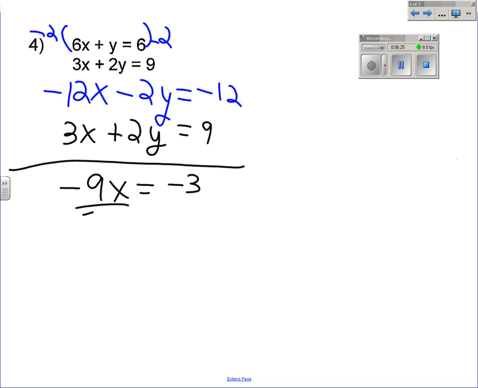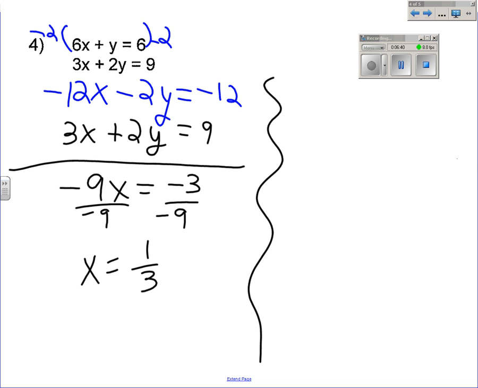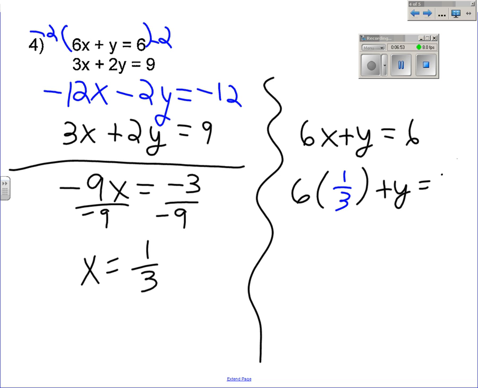Divide both sides by negative 9, and you get a fraction. Not a big deal. Not y, x. So x equals positive 1/3. It's not a big deal if you get a fraction. Now when I choose an equation to solve for y, I will use the first equation. 6x plus y equals 6. 6 times 1/3, plus y equals 6. A third of 6 is just 2. Subtract 2 from both sides, and y equals 4.